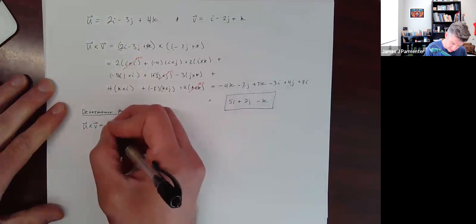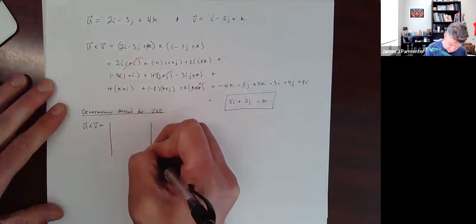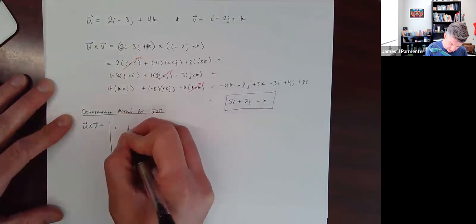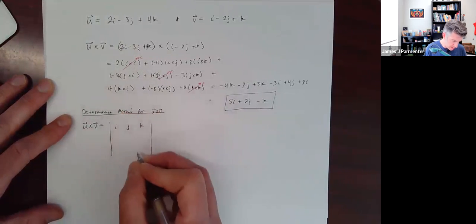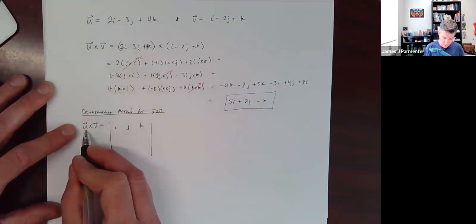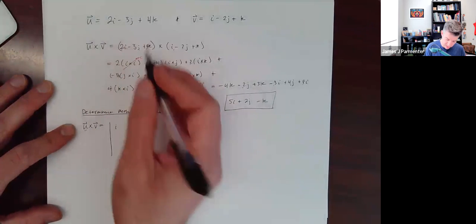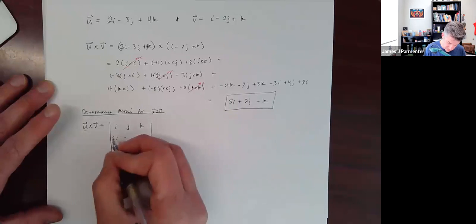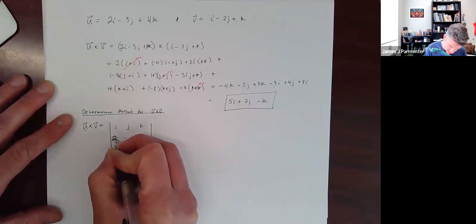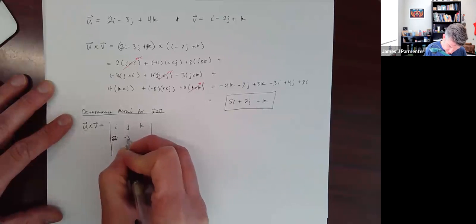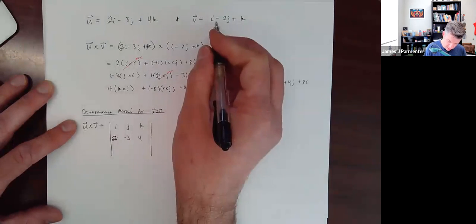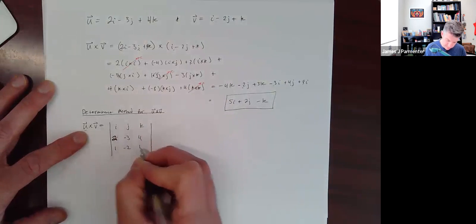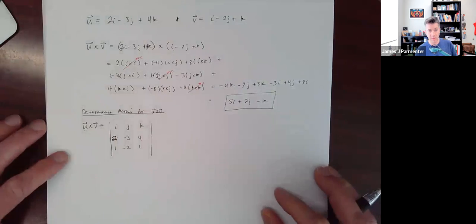So U cross V is going to be the determinant of the following 3 by 3 matrix. The first row, you're just going to put the unit vectors I, J, and K. In the second row, you're going to put the first vector. So U is the vector 2I minus 3J plus 4K, but just the coefficients, so 2, minus 3 and 4. We don't actually need the I, J, and K. And then here we're going to get the components of V, which will be 1, minus 2, and 1. And now there are 2 ways of taking this determinant.